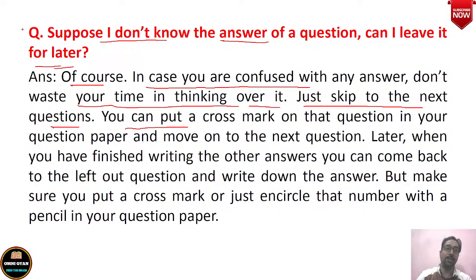So if you do not know the answer to a question right now, you are confused, you can simply put a cross mark there, so that later you don't forget. Later you can attempt this question after finishing all the other answers. You can come back to this question later. When you have finished writing the other answers, you can come back to the left out question and write down the answer.